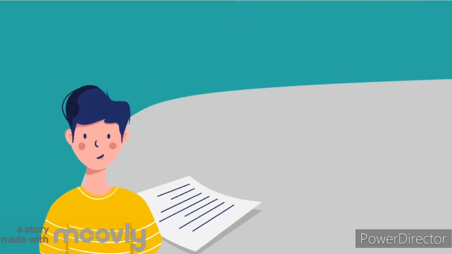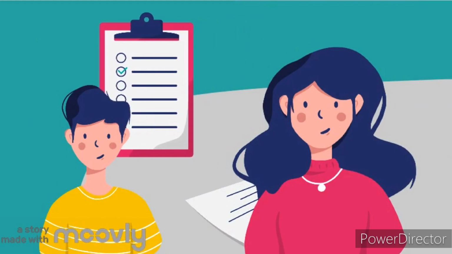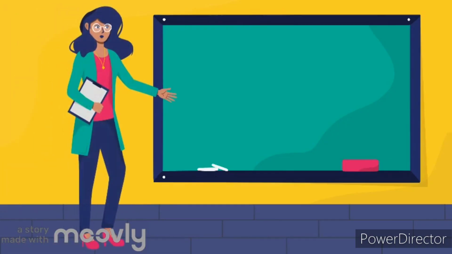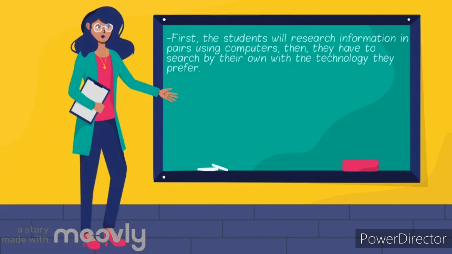Once they have completed their work, they must give it to the teacher in order to have some feedback and assessment. According to the evaluation of the project, the students will be evaluated with a teacher rubric, with the goals and the qualification of each goal, from excellent to inadequate. Wow, that was such a lot of information. So let's make a review of all the steps of the activity.